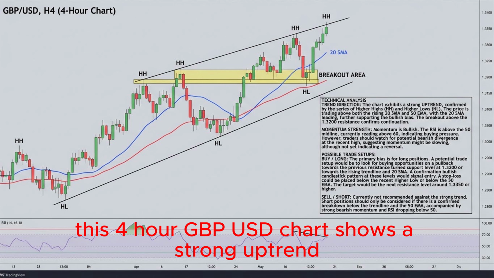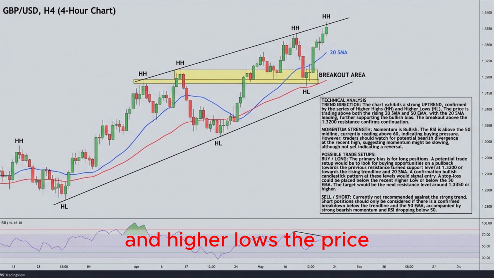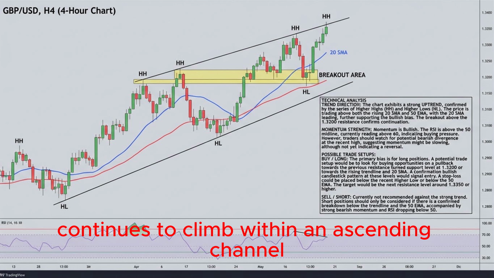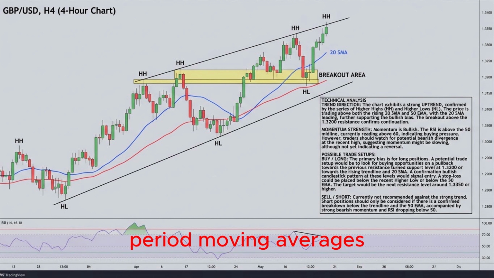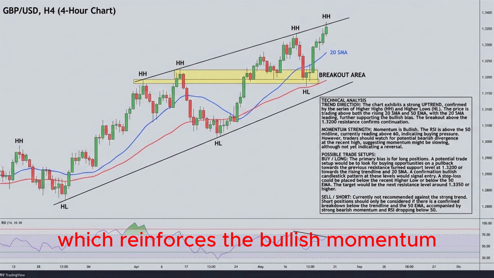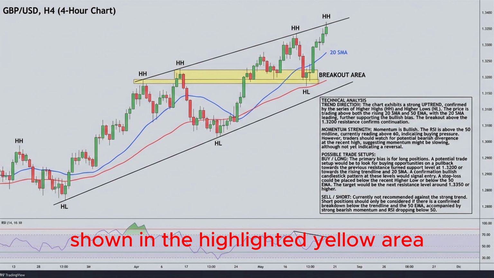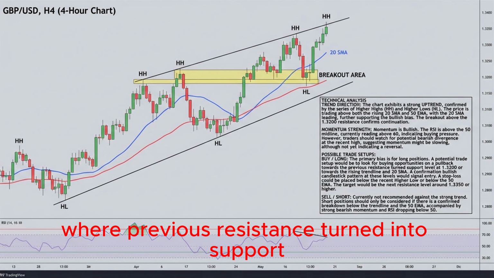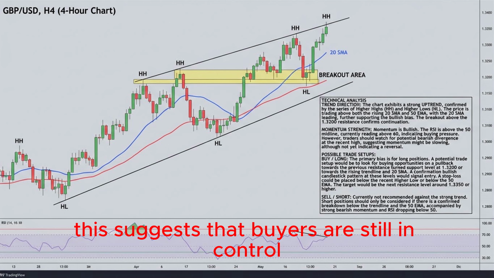This 4-hour GBP USD chart shows a strong uptrend, which is confirmed by a series of higher highs and higher lows. The price continues to climb within an ascending channel, moving above both the 20-period and 50-period moving averages, which reinforces the bullish momentum. A key breakout occurred above the 1.3200 level, shown in the highlighted yellow area, where previous resistance turned into support. This suggests that buyers are still in control.